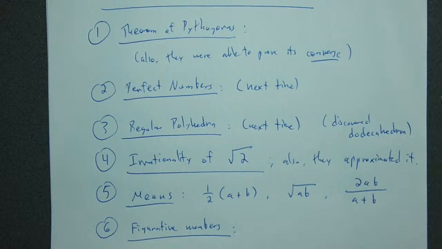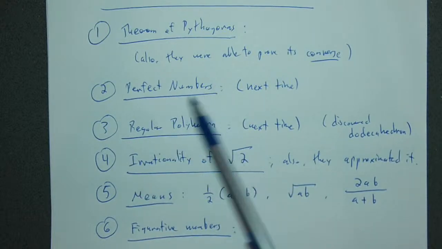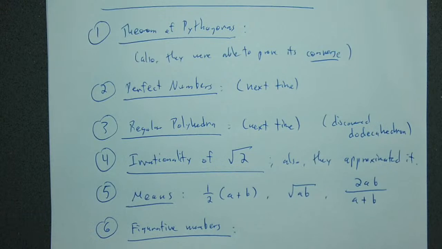So I will go over some of these achievements in detail next time. Specifically, next time I'll cover their achievements on perfect numbers and regular polyhedra before moving on to the crisis that was caused in the Pythagoreans by the irrationality of the square root of 2. This is called the crisis of the incommensurables. So the square root of 2 was said to be incommensurable. And I'll explain what that meant.